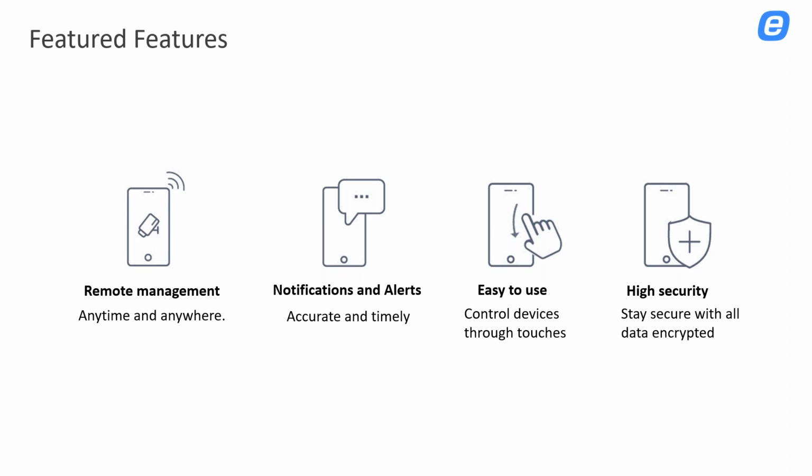Now, notifications and alerts. You will get accurate and timely notifications as soon as the event happens, whether it be a motion or a line crossing or an object has been missing or abandoned or any advanced feature that the camera has to offer. Once it happens, you will get notified immediately of that alert. Also, it's easy to use. You can control the devices through touches.